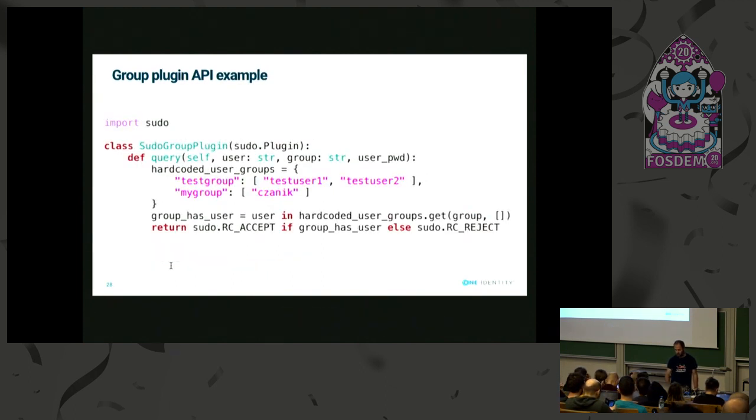Here is the code. We import sudo, create a class. It receives some data from sudo, and we have some hard-coded groups here, and my group includes my username. So here we check if the username is included in this group and send back accept. This is how I used it in my demos, so that's why I didn't have to type a password in my example screenshot.